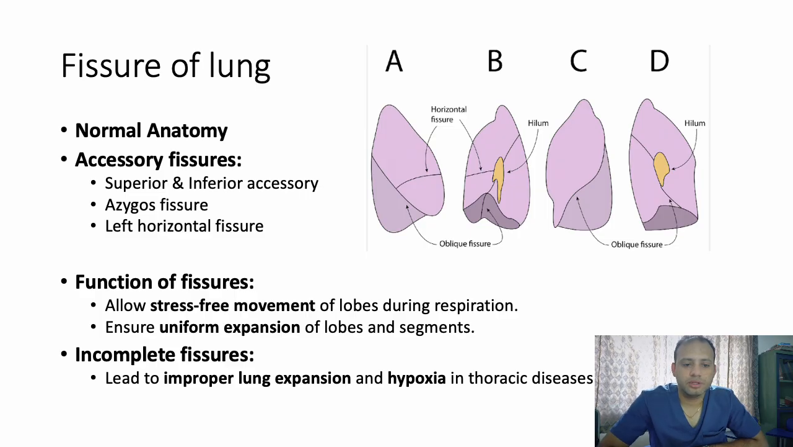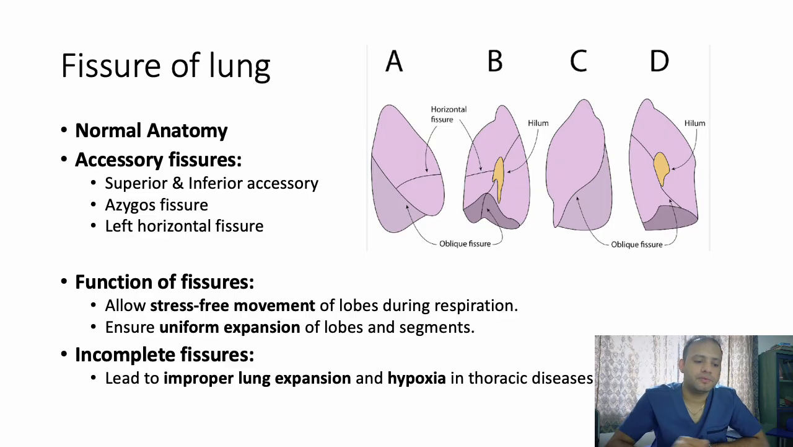So in the picture on the right side, this is the normal anatomy, normal fissures. On the right side, we have oblique and horizontal fissures giving the three lobes, and on the left side, we have only one oblique fissure giving a two-lobe system. But there can be accessory fissures like superior and inferior accessory, azygous fissure, or left horizontal fissure. We'll discuss that as we go on to the next slides.